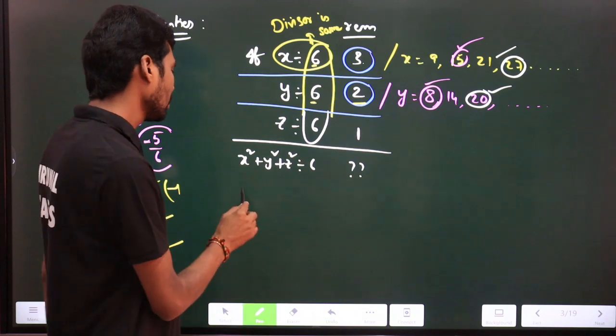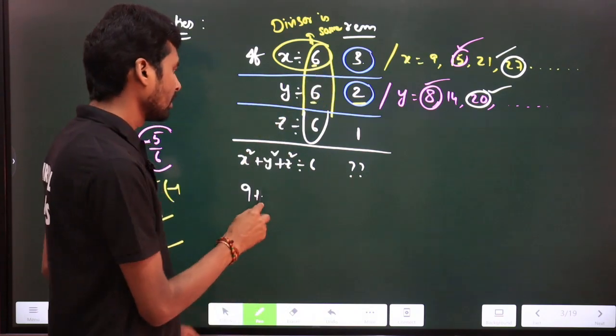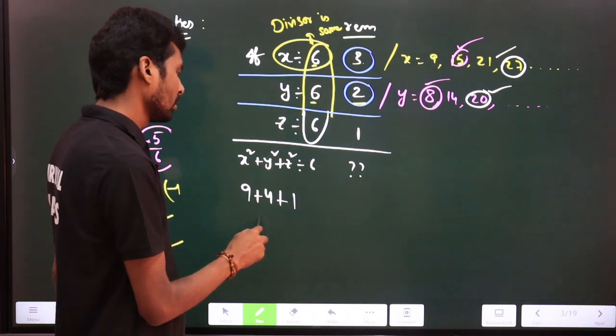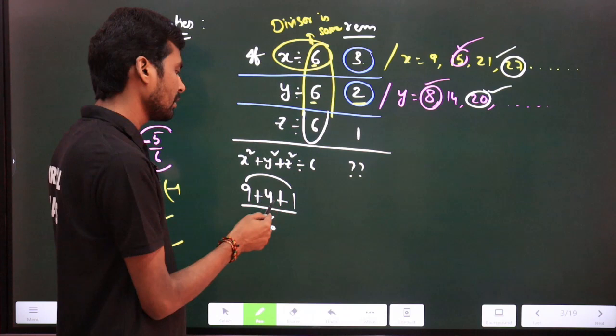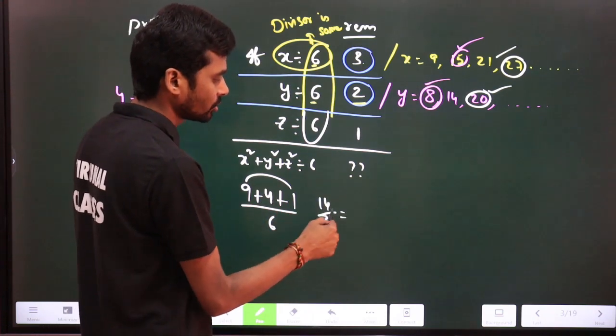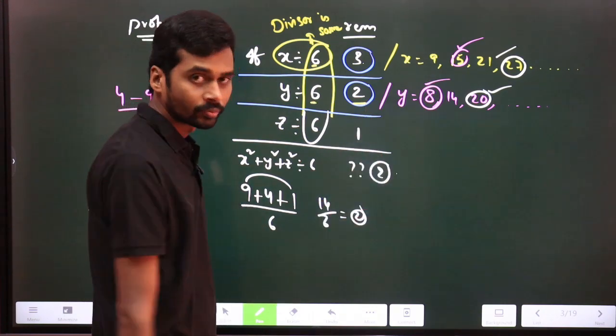X square means, instead of x we have the remainder 3. 3 square is 9. Next y square is 2 square, which is 4. Z square is 1. So divided by 6. 9 plus 1 is 10. 10 plus 4 is 14 by 6. What is the remainder? 6 twos are 12, so 2 is the remainder. So the answer is 2. Okay.